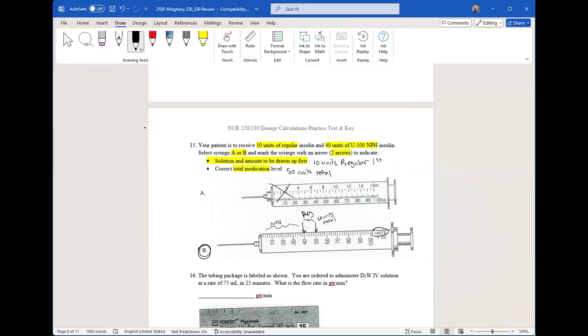Okay. I don't think they asked you to shade it, but if I'm marking this syringe based off of what it has said in the reference textbooks, that's what they're looking for you to do. So the regular is going to be closest to the total. It just happens to be the same mark as the NPH mark. So yeah, you're welcome. I hope that was helpful.